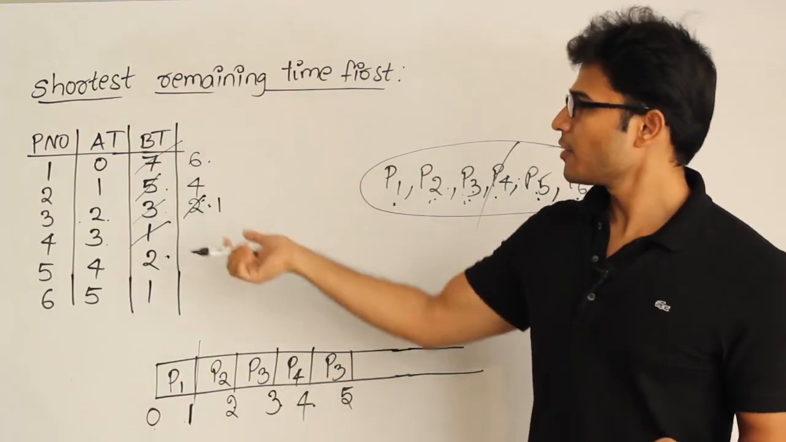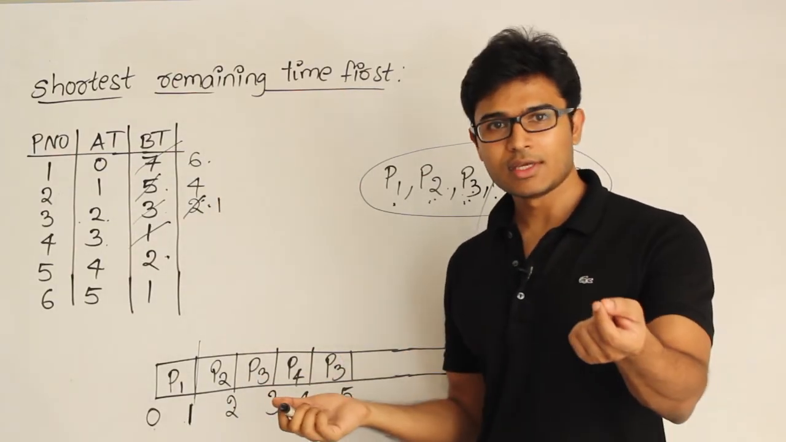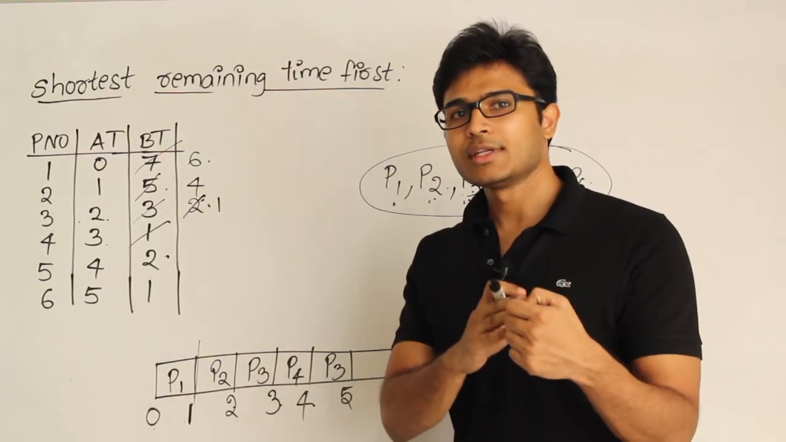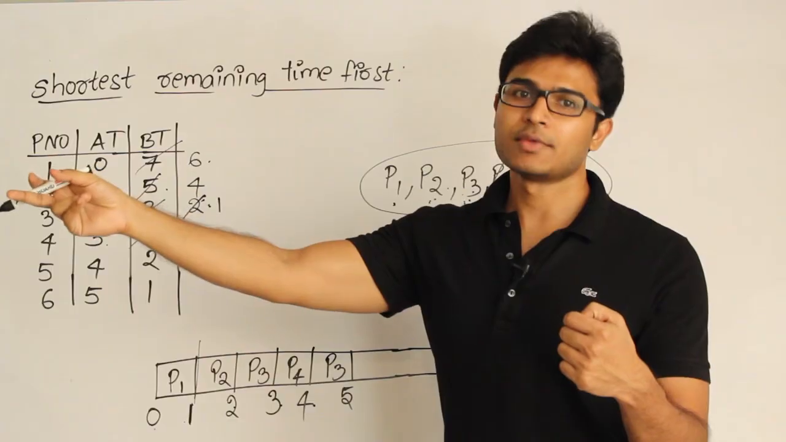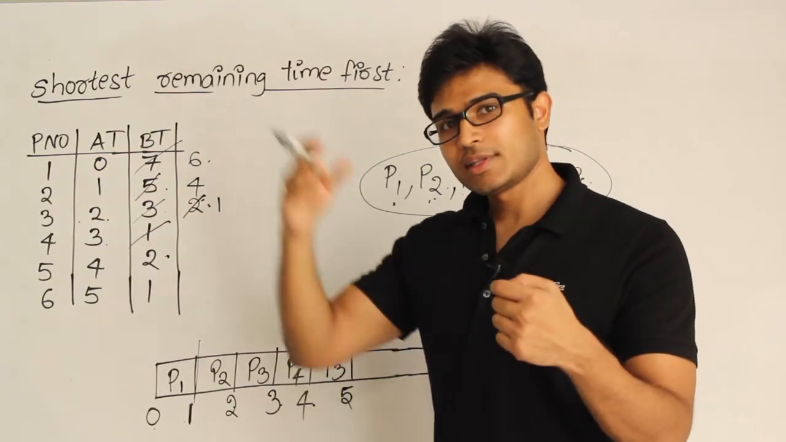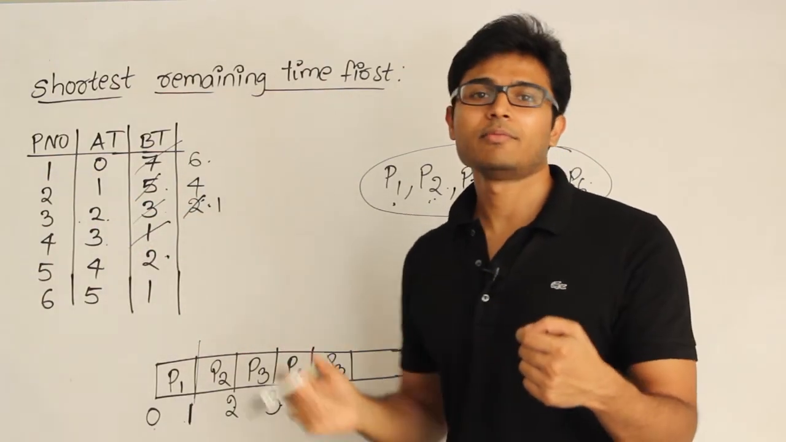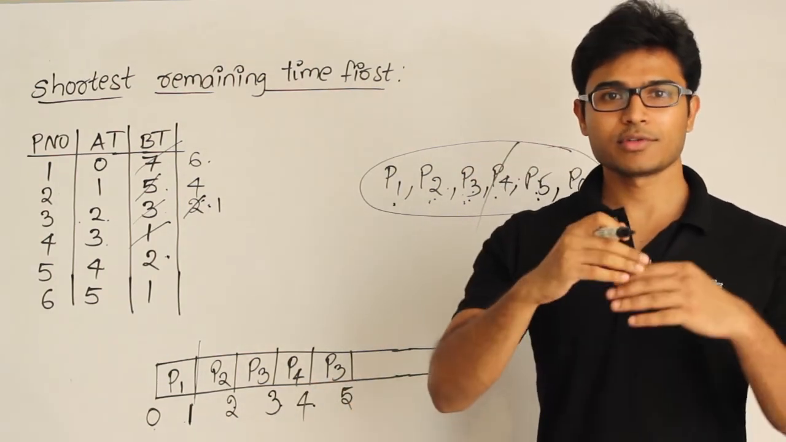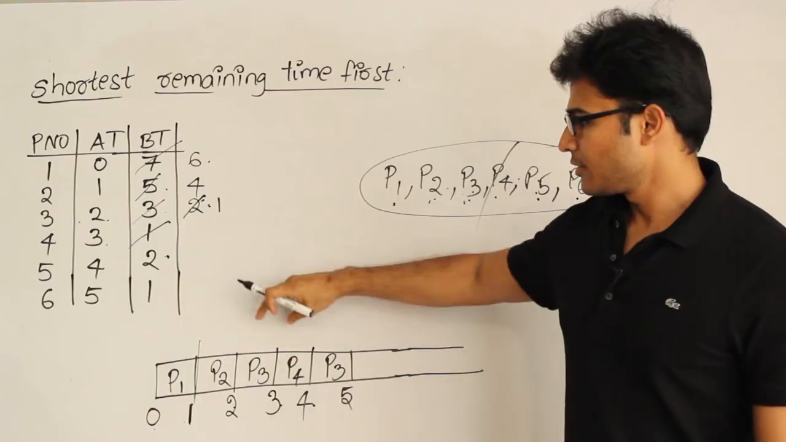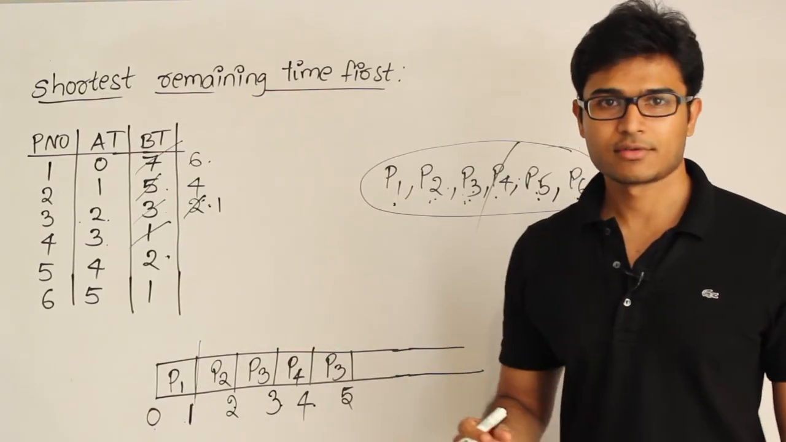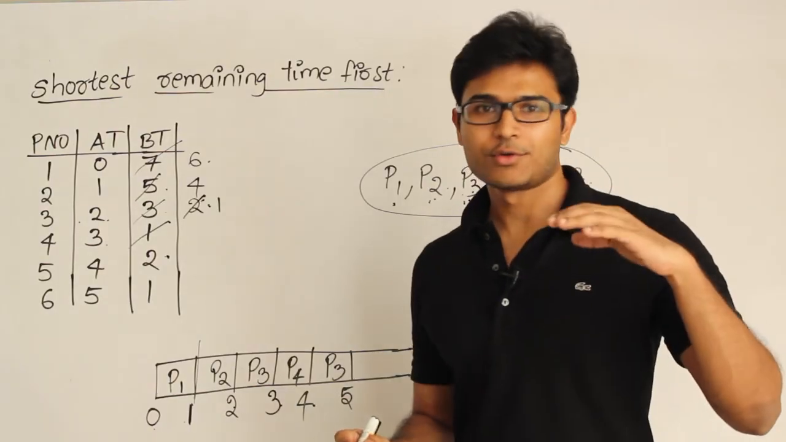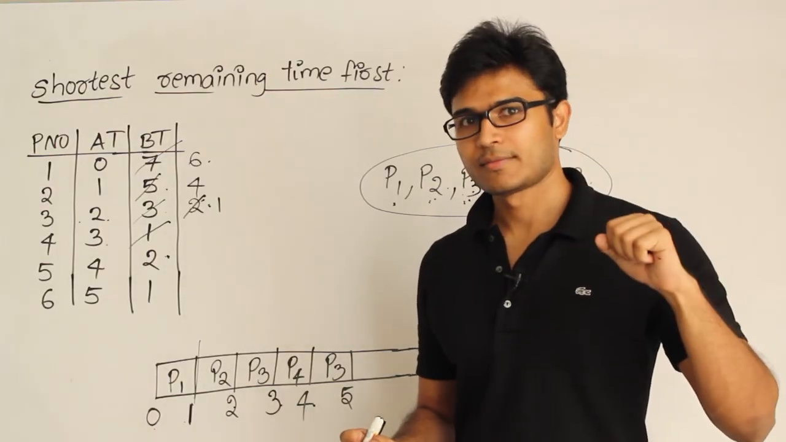But once all of them have become available and I pick the least burst time, there is no way that after executing it for some time someone else will become the least. Why? Because if someone else were the least, it would have been picked earlier. Therefore, once all the processes become available, this algorithm is nothing but shortest job first. You could execute it as if it is the non-preemptive version.